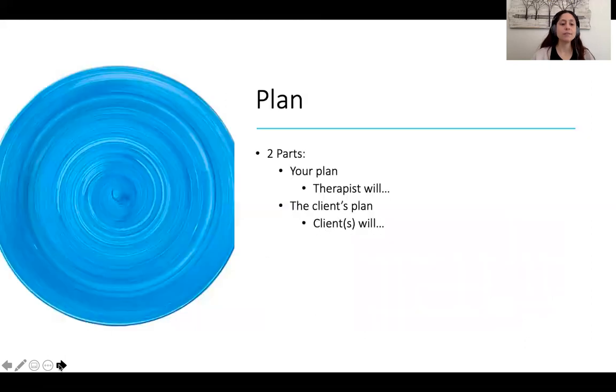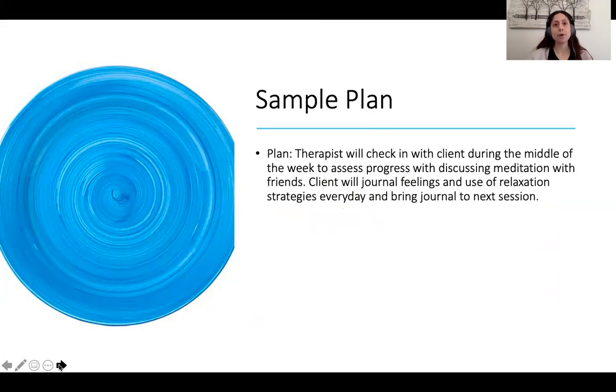All right. The plan is the final piece of the GIRP note where you're describing plans for between session time. It has 2 parts to it, which sometimes gets forgotten. The first part is the therapist's plan, what you are going to do between sessions. And the second part is the client's plan, what the client is going to do between sessions. Here's a sample.